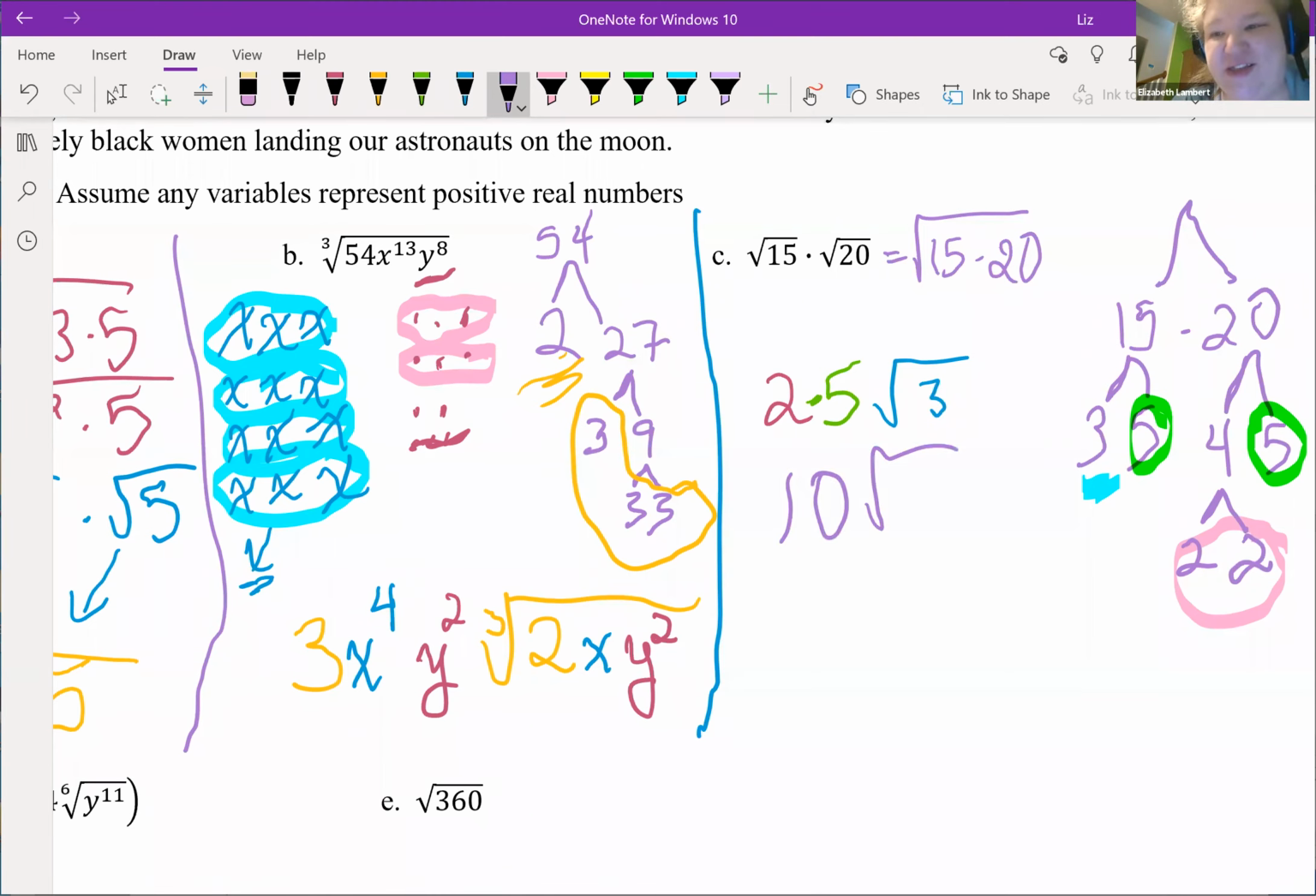Way better than figuring out the decimals of the square root of 15, which you would have to do the square root of 3 times the square root of 5, and the square root of 20 reduce 2 times the square root of 5.